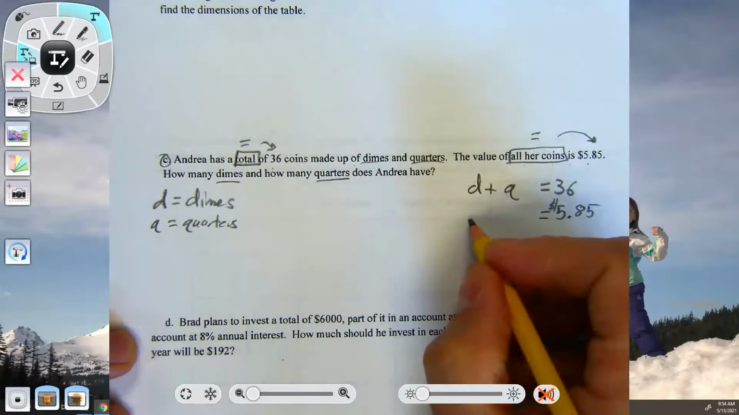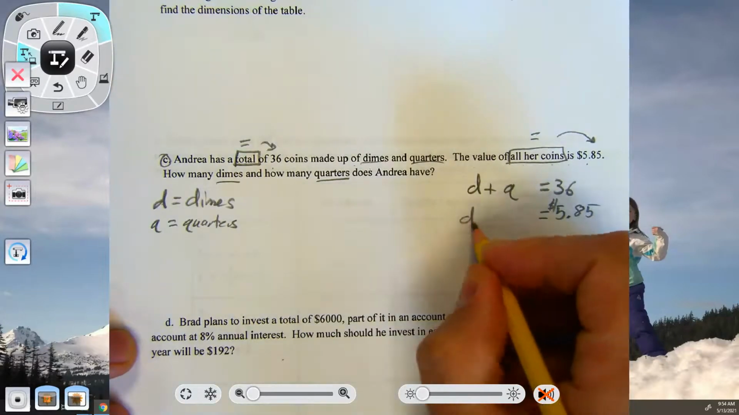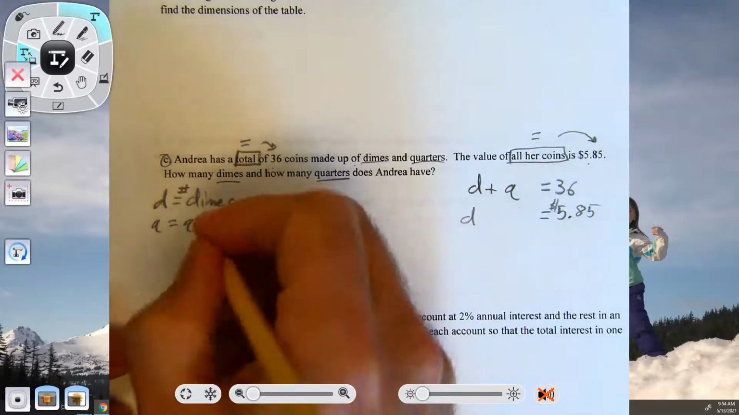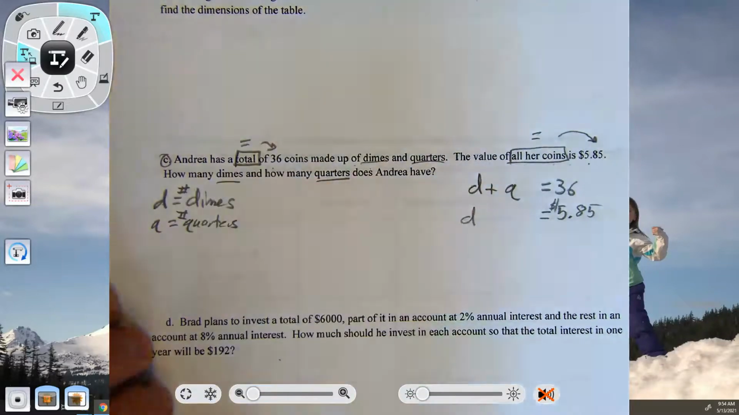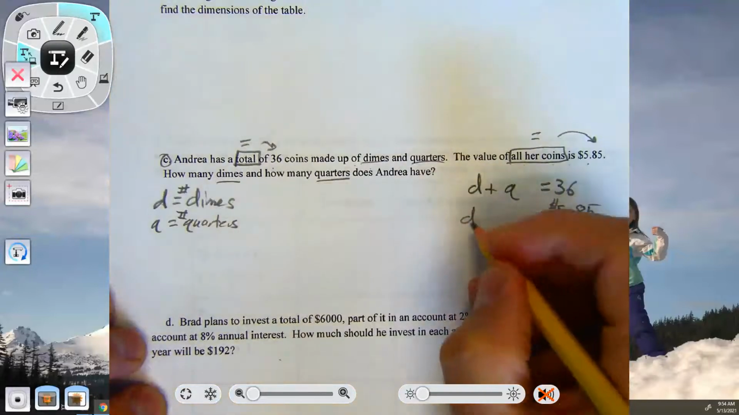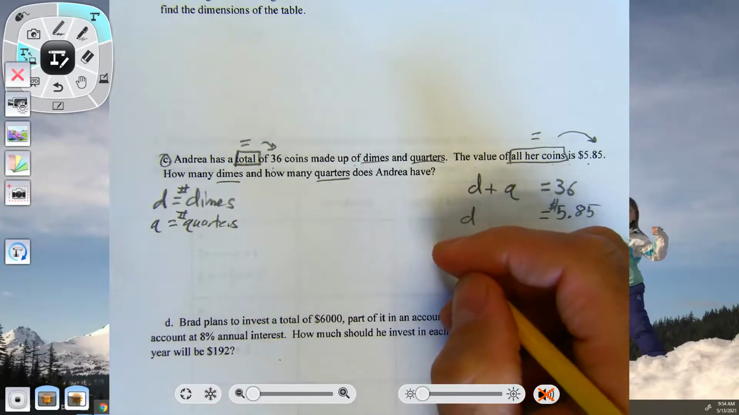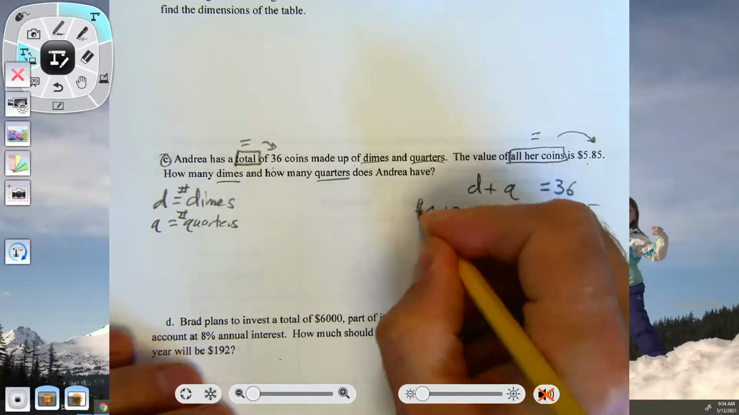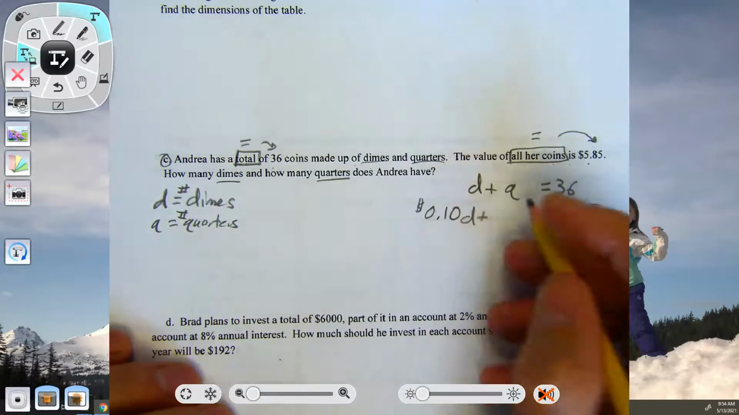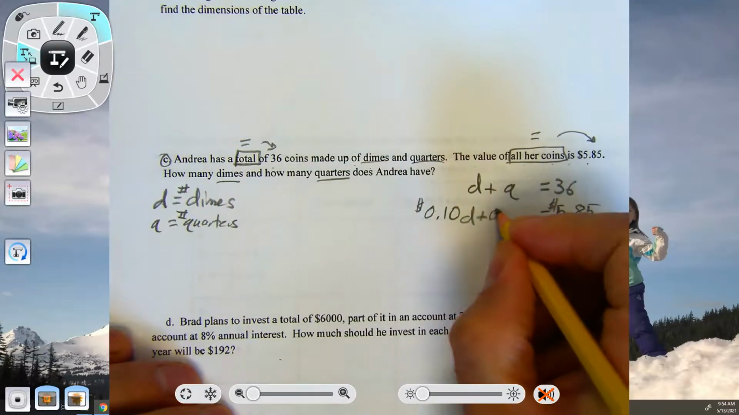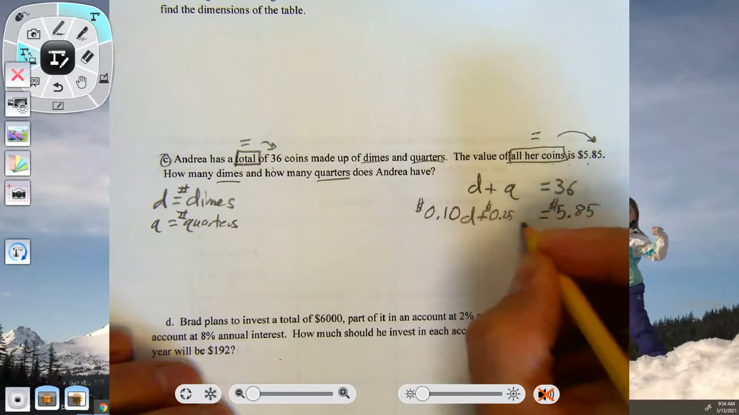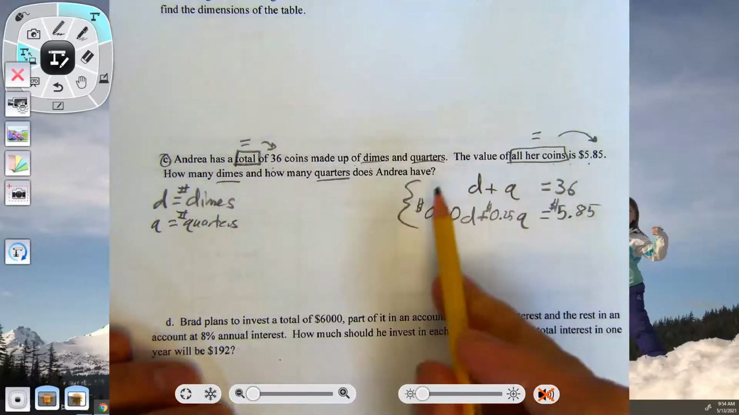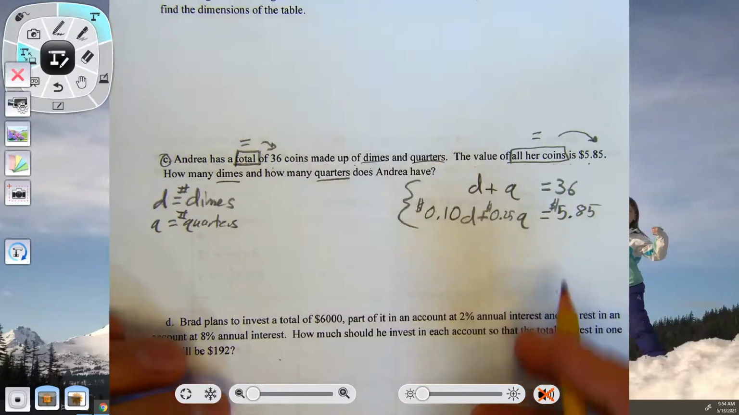The value of all of our coins is $5.85. So this means dimes, so this is the number of dimes, right? So number of dimes, number of quarters, right? The number of dimes and however much that value is, right? So each dime is 10 cents, so we can do 0.10D plus the value of a quarter is 25 cents, so 0.25Q equals 5.85. Okay, so now I have my system of equations, right? I have my two equations I'm going to solve together.